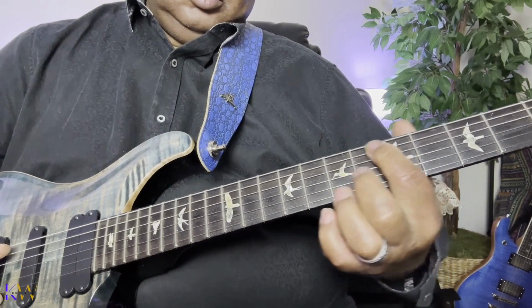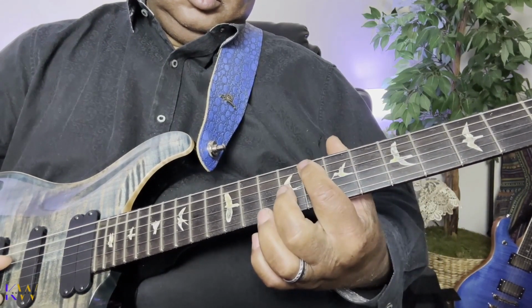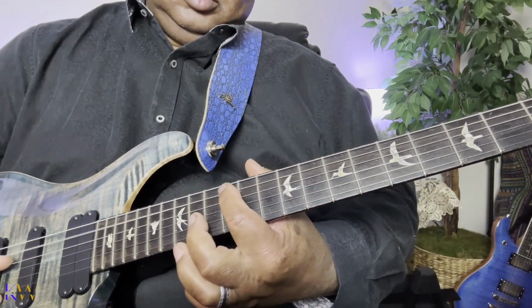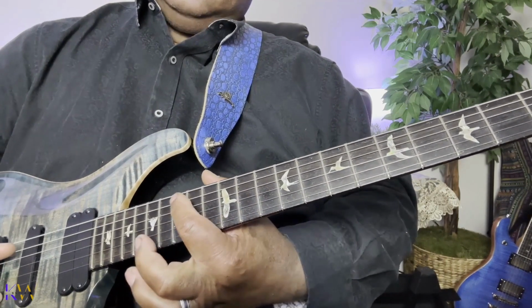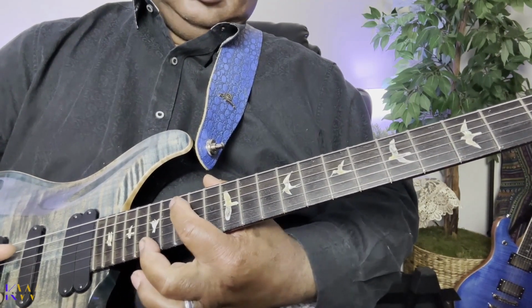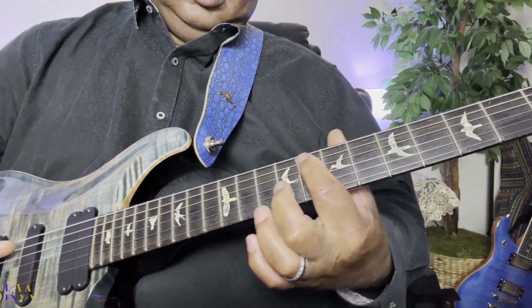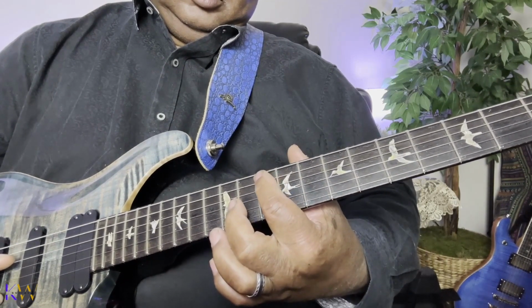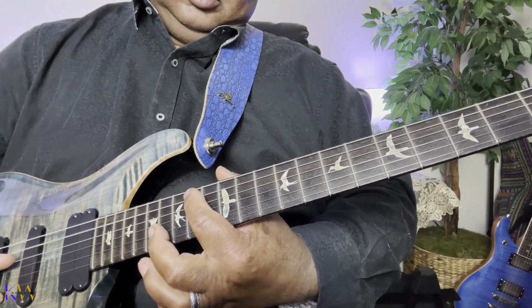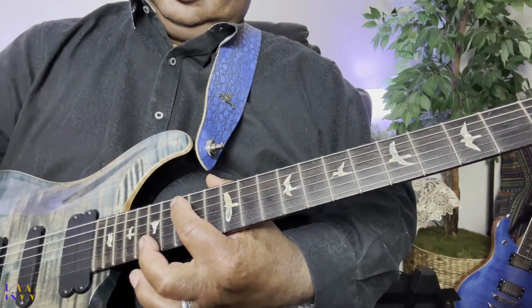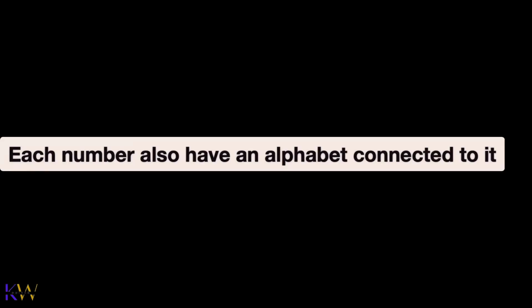1, 2, 3, 4, 5, 6, 7, 8, or 1. Again, 1, 2, 3, 4, 5, 6, 7, and 1, or 8. So now we have our steps. Each step is associated with a number from 1 to 7.